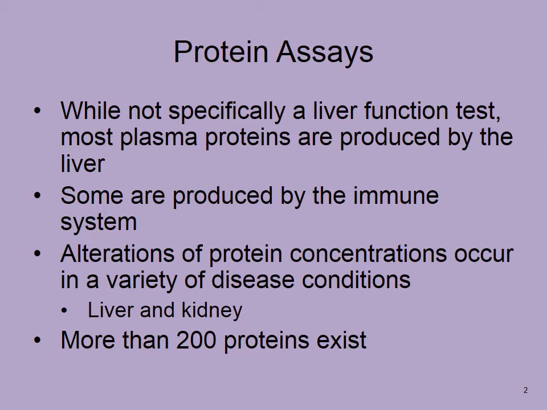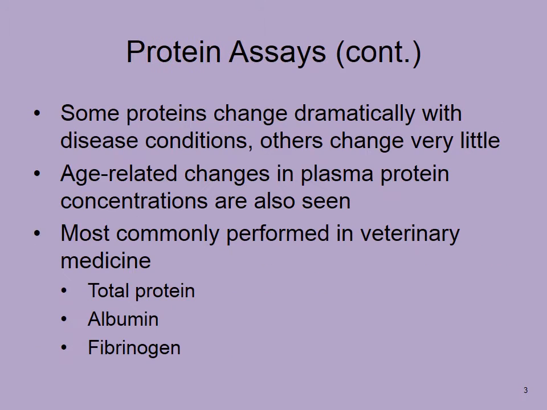Alterations of protein concentrations occur in a variety of disease conditions, primarily liver and kidney disease, but also gastrointestinal disease, skin disease. So basically there's lots of reasons we can get, usually again, low protein levels. There are over 200 proteins in the body. Seems to me there's probably a whole lot more than that, actually. Some proteins change dramatically with disease conditions, and others change only very little. So there are age-related changes in plasma protein concentrations. So basically, you have to take that into consideration when you're dealing with older animals.